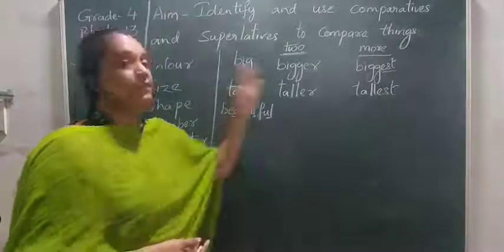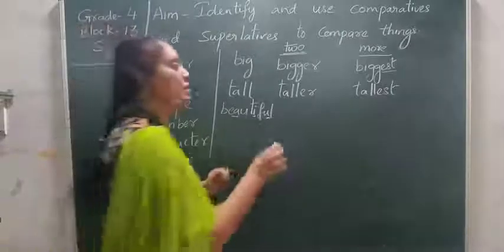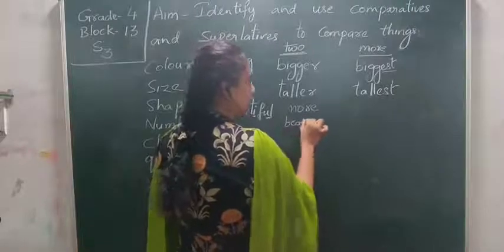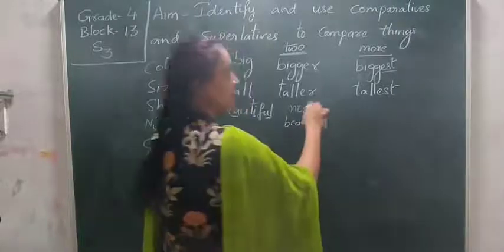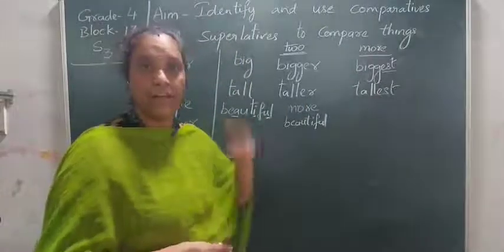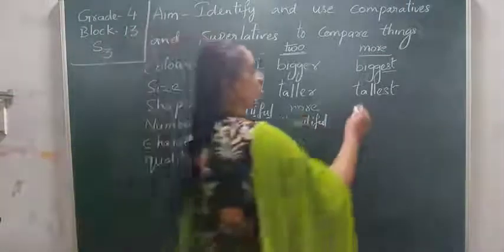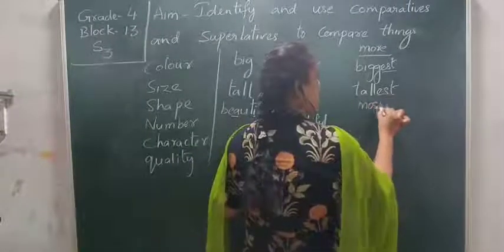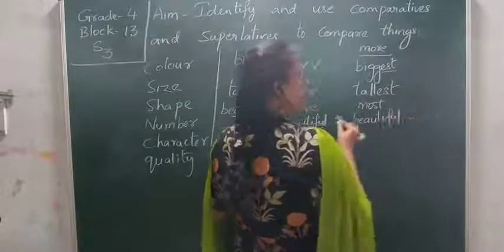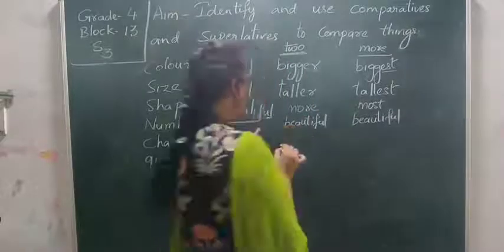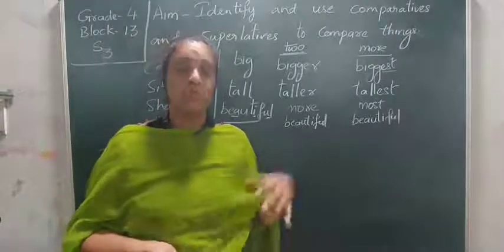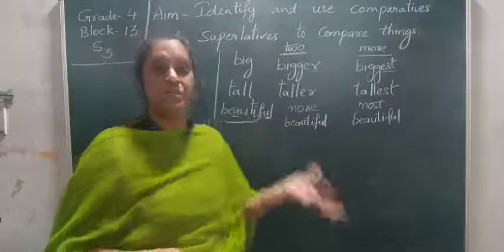This beautiful, when comparing with 2, I use the word more beautiful. If the comparison is between 2 things, it is more beautiful. Now if I take the comparison between 3 things, I use the word most, M-O-S-T, most beautiful. The comparison is between 1, so there is no comparison when it is 1. Simply we say that is a beautiful flower. It is a beautiful house. Whatever we are saying, we say simply it is beautiful.